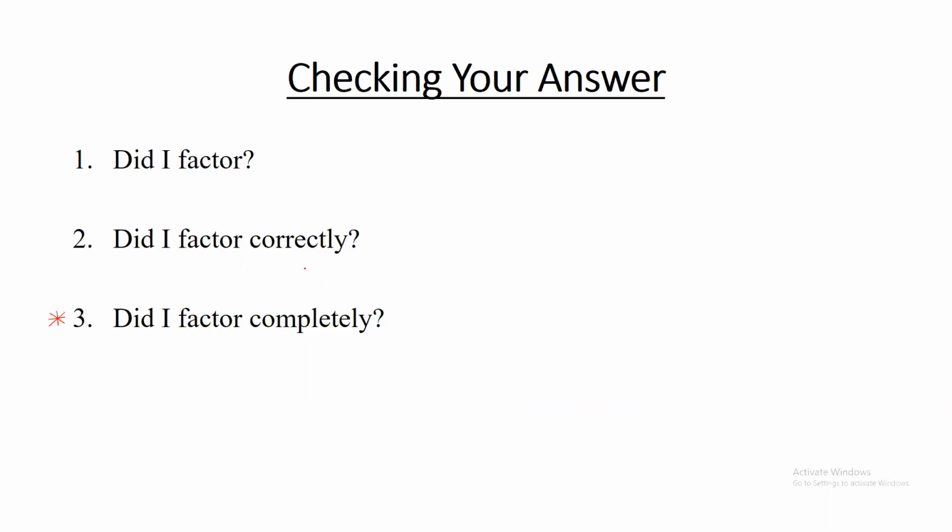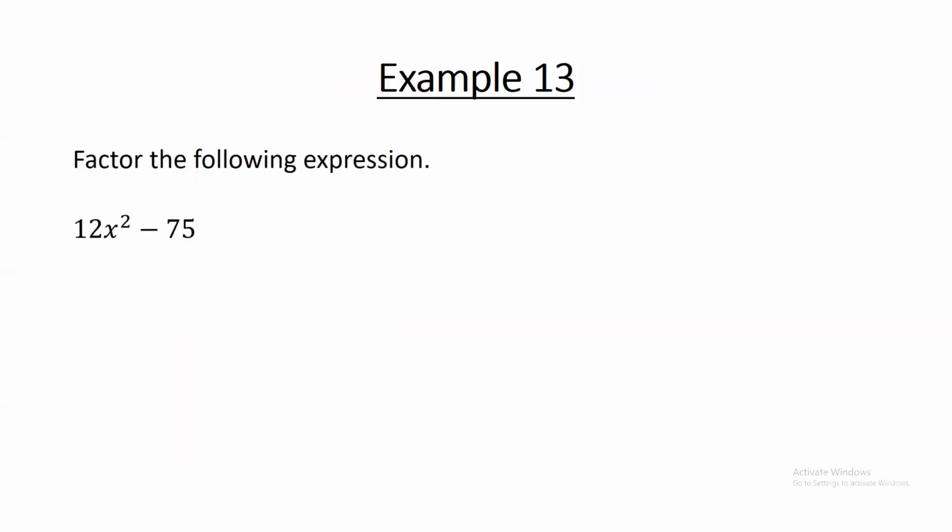In kind of the same way as if I said that 30 equals 10 times 3. Well, I factored, but is it complete? And of course it's not, because 10 is 2 times 5. So really I should say 5 times 2 times 3 is the complete factorization. Same thing with variable expressions. Let's take a look at some examples of this.